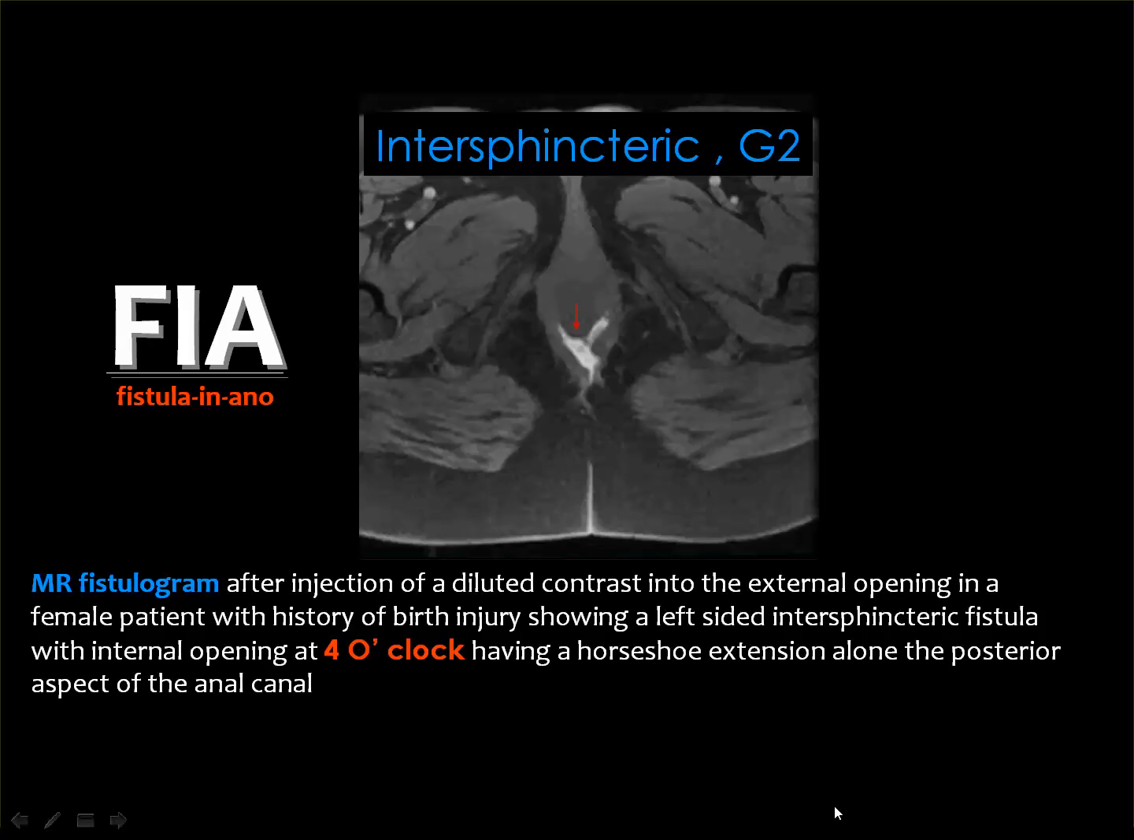And sometimes they use this MR fistulogram. They inject contrast material before doing the MRI. This will enhance, of course, the appearance of the fistula, which in this patient had an internal opening at approximately 4 o'clock. And many times this intersphincteric fistula may cross the midline to form what is known as horseshoe extension along the posterior aspect of the anal canal.